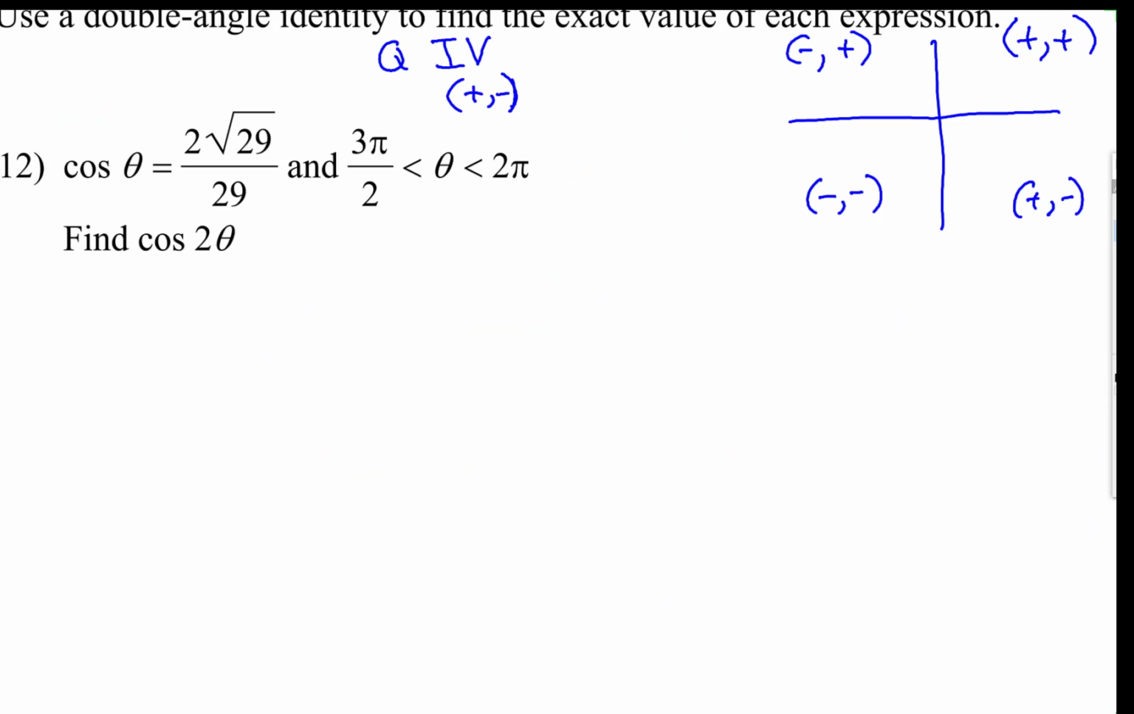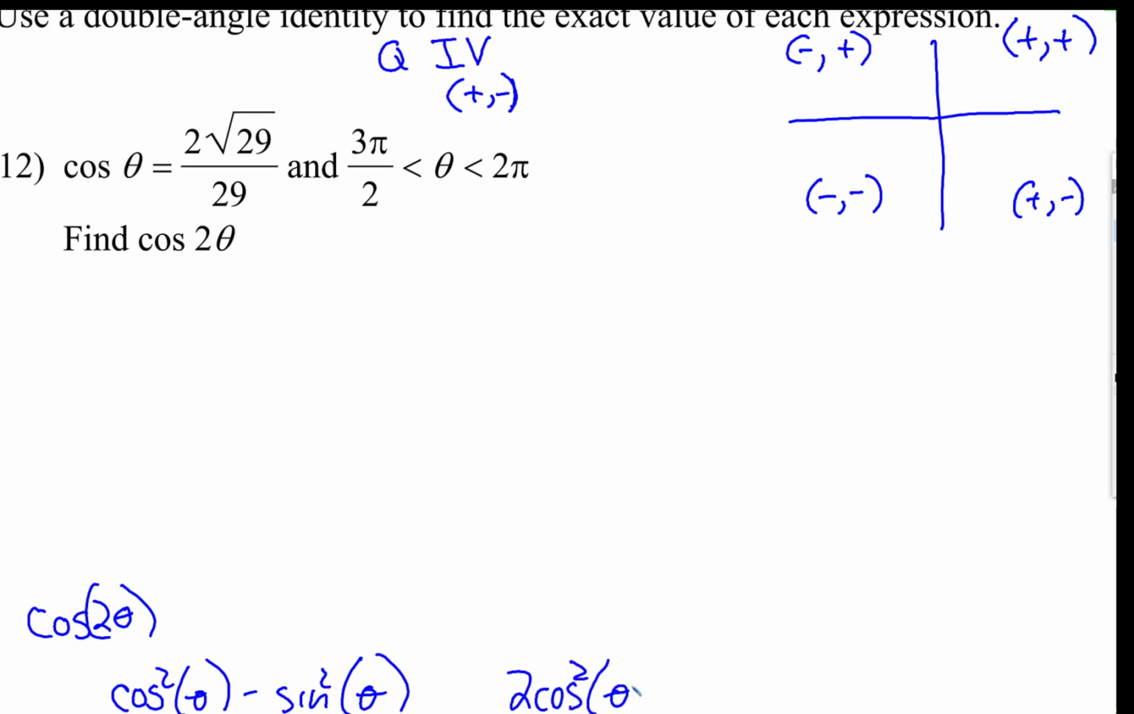Okay, so we have another cosine, and remember the 3 double angle identities. Cosine 2 theta equals cosine squared theta minus sine squared theta, or 2 cosine squared theta, subtract 1, or 1 subtract 2 sine squared theta. Well, they give us cosine again, and we are in the fourth quadrant between 3 pi halves and 2 pi. Well, yeah, cosine's positive.